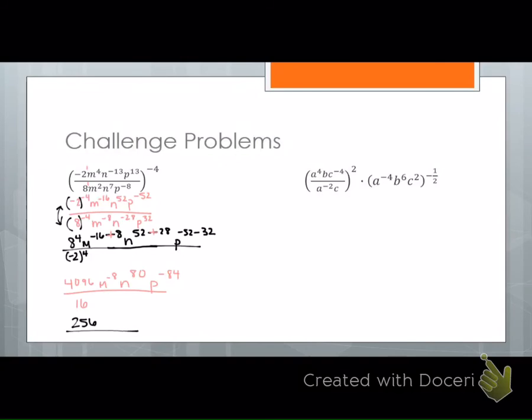What else is in the numerator with 256? M to the negative 8. Oh, sorry, I thought we were doing the denominator. What else is in the numerator? N to the 80th. Glad that you guys are paying attention right now. What else is in the denominator? P to the 84th. How many of you did that on your own and were able to get that answer? Good job.